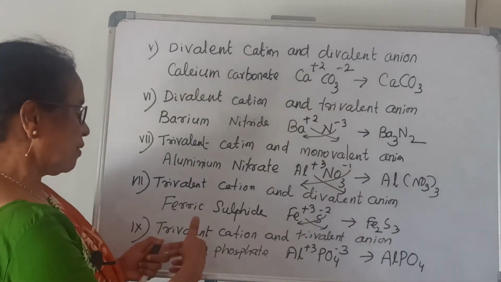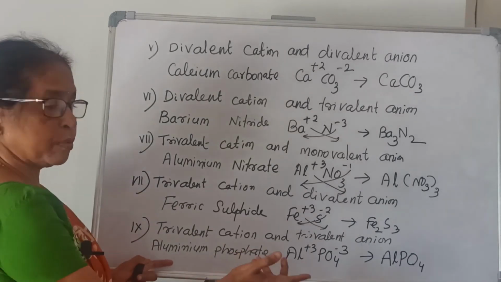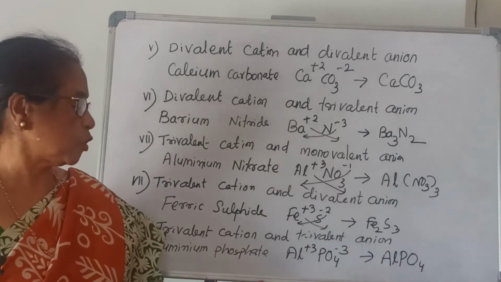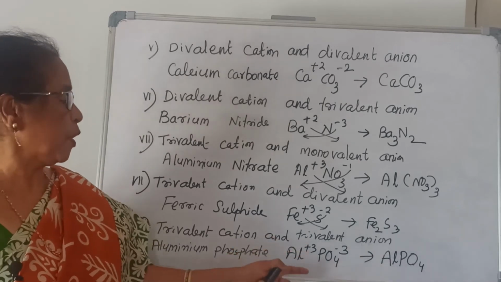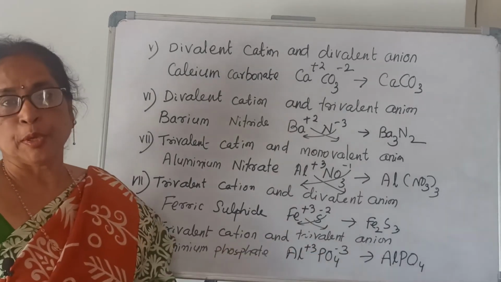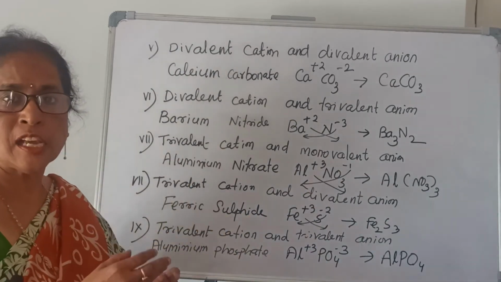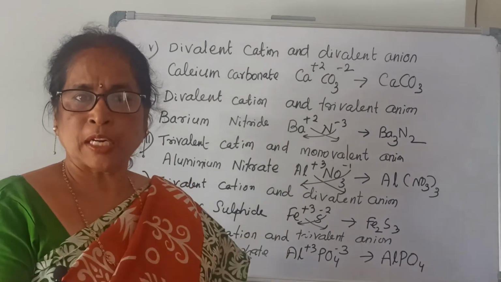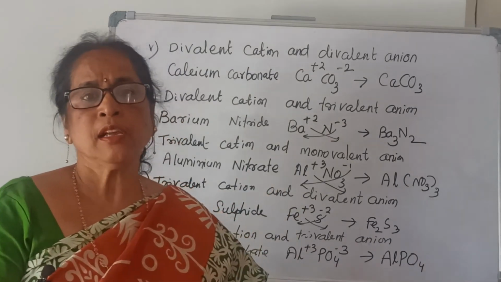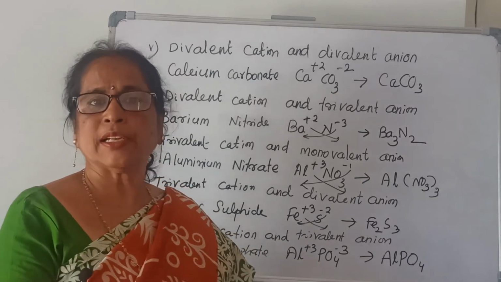Now next one, trivalent cation and trivalent anion. That means aluminium, example aluminium phosphate, aluminium where it shows plus 3 valency and PO4 having minus 3. So that is why AlPO4, because 3 cancel each other. These are the types. Again see, there are 3 parts. Part 1 you will see monovalent cation. Part 2 you will see divalent cation. Part 3 you will see trivalent cation.